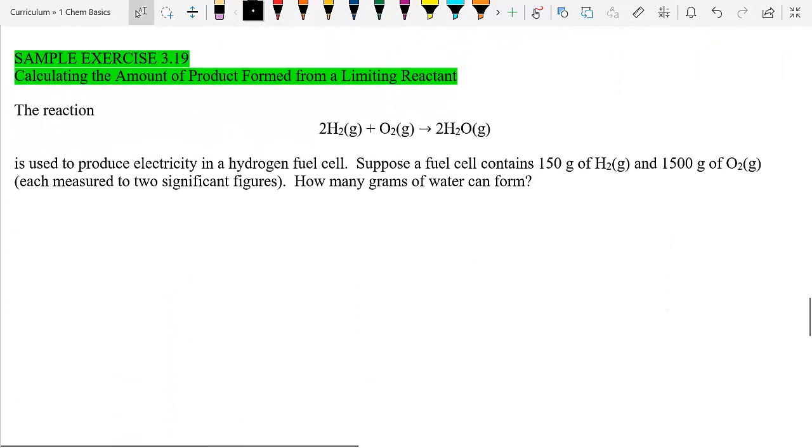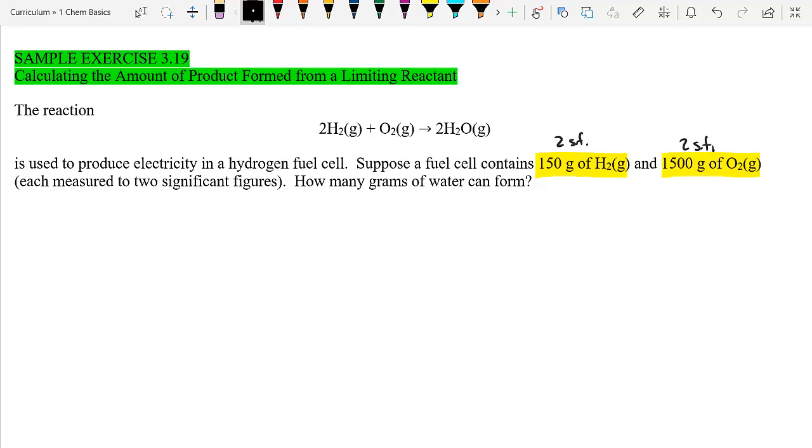Now here's another example that we can work with. So we've been given this reaction, which again, it's formation of water, but in this case, it's water as a gas. Should be very comfortable with it by now. And we have a fuel cell that contains 150 grams of hydrogen and 1,500 grams of oxygen. So one thing to notice here is that whatever device we were measuring these with wasn't all that specific. We've only got 2 sig figs here and only got 2 sig figs here. So that's going to limit our final answer eventually. For now, we're just going to do calculations, assuming that we have more to work with.